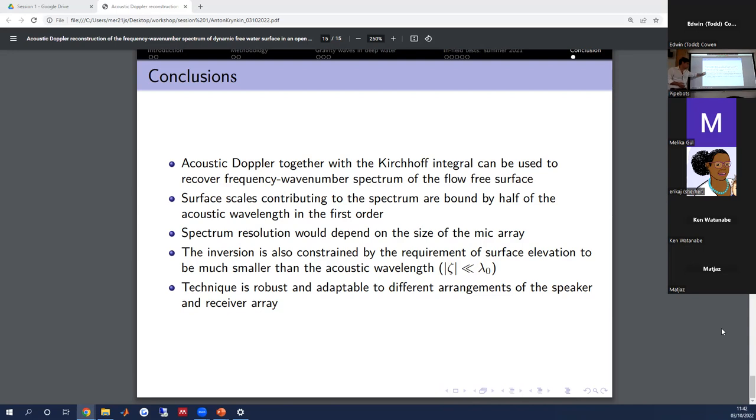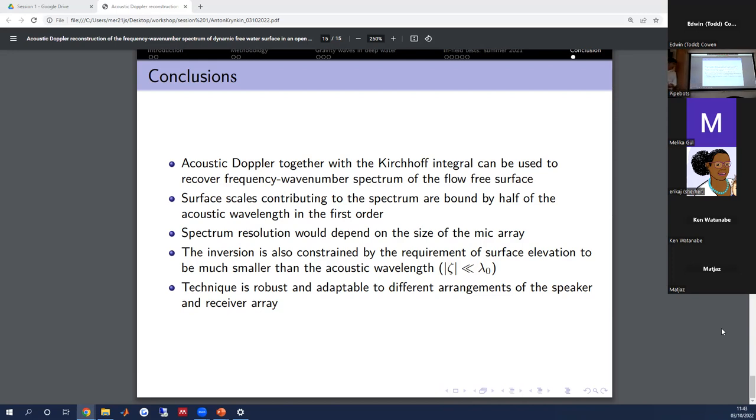Spectrum resolution will depend on the size of microphone array again. So we use a microphone array which is about half a meter in diameter. So I guess if everything becomes scalable, then it can become bigger, but it can be achieved with flying drones and putting microphones in locations. The inversion is also constrained by the requirement of surface elevation to be smaller than acoustic wavelengths.